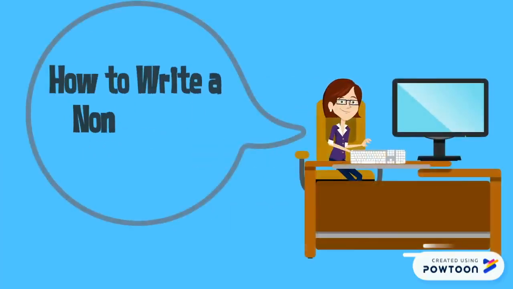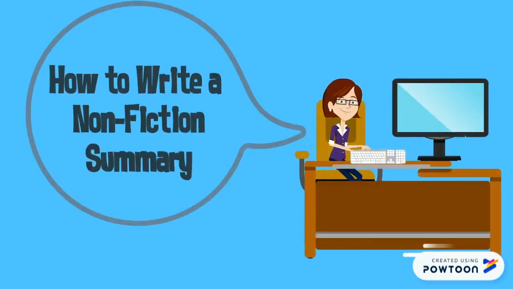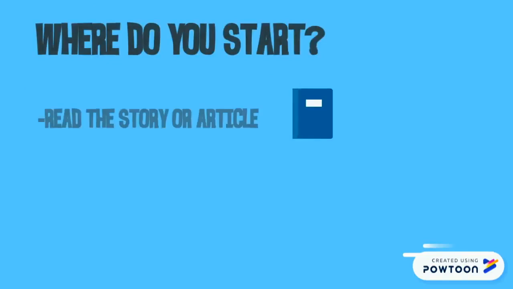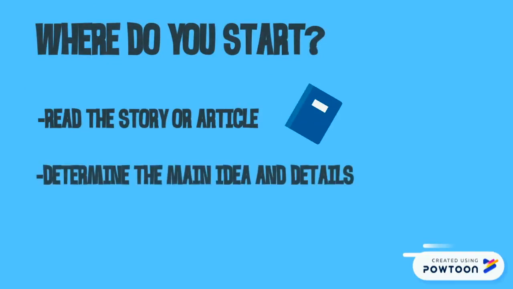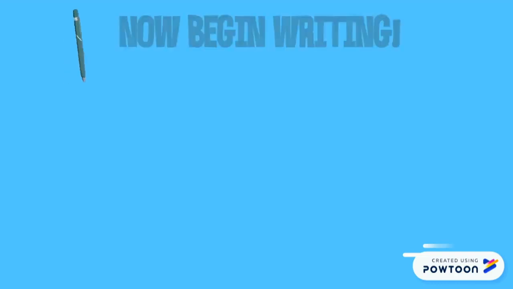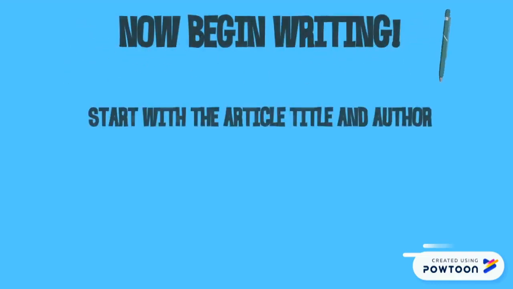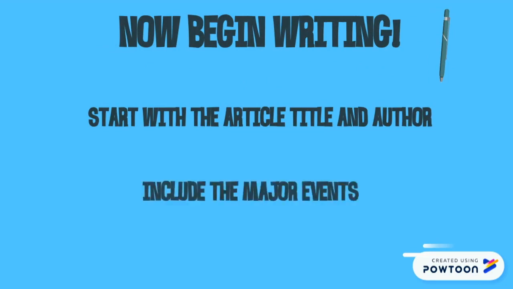How to write a nonfiction summary. Where do you start? Read the story or article. Determine the main idea and details. Now begin writing. Start with the article title and author. Make sure to include all of the major events.